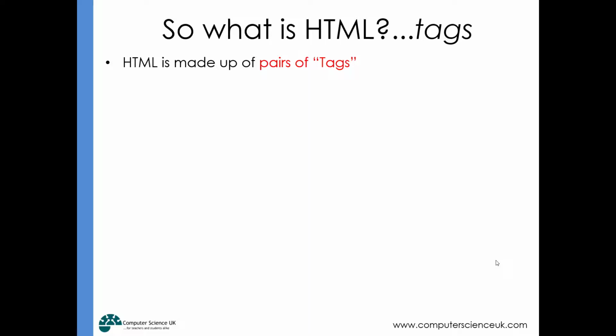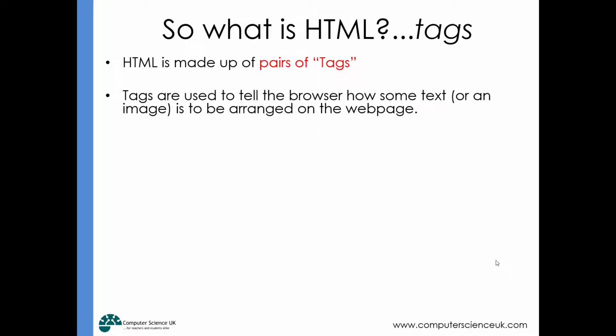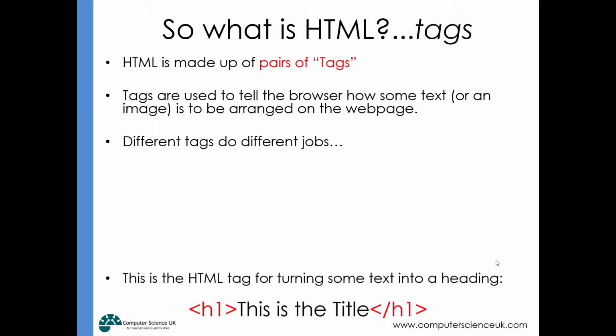Now HTML is made up of a pair of tags, and what the tags do is they tell the browser, so Google Chrome or Microsoft Edge, any program that allows you to view web pages and websites, how some text or images are to be arranged and structured on a web page. And different tags do different jobs.